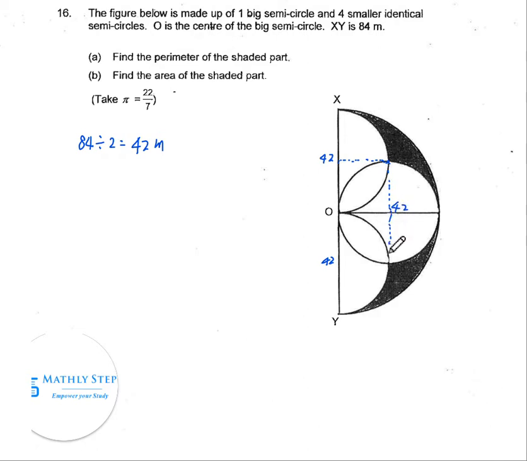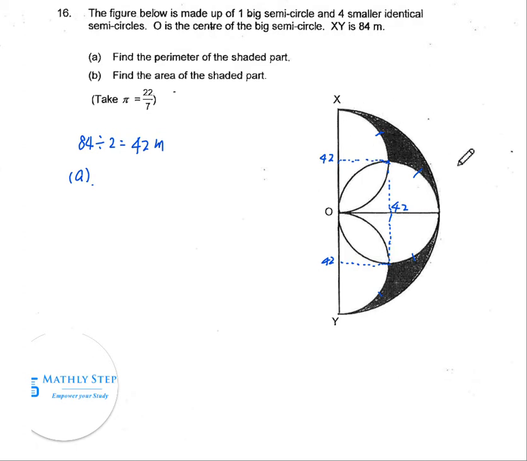And draw further and further. Okay, now what we are trying to find is A, the perimeter of the shaded part. The perimeter will be the perimeter of the half big circle plus this part, this part, this part, and this part. And all these parts actually make a quarter of the small circle.